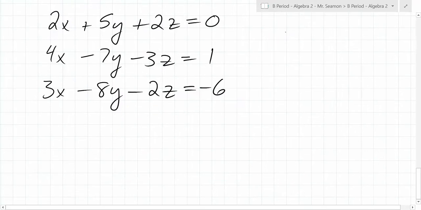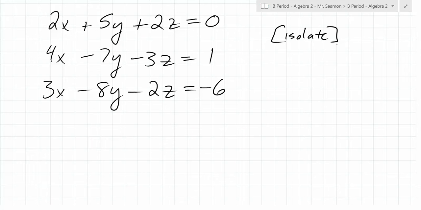First, what's that first word? That first word is isolate. We love that word isolate, right? The challenge is, though, what do you notice about all of the variables here? What do they have in front of them? All of them have a coefficient that isn't 1. They all have coefficients that are 1, 2, 5, 2, 4, -7, -3, 3, 8, -2. They're all not 1. So what does that mean you're going to have? You're going to have fractions for a little while at least.